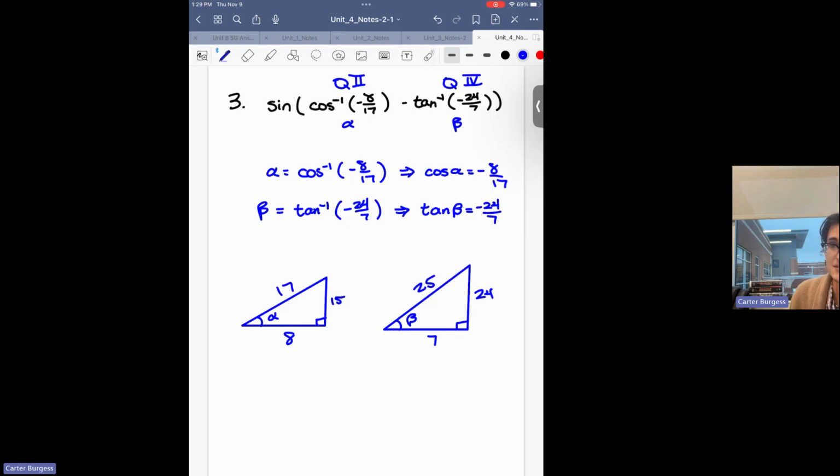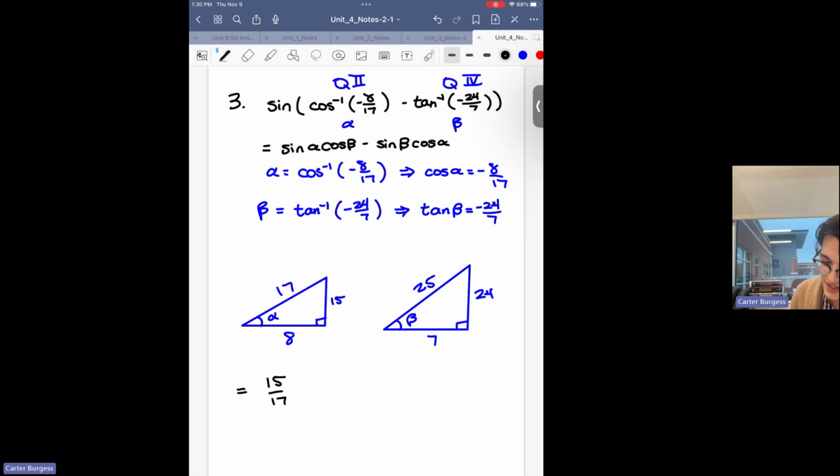Sine is nice. Sine gets along well with our cosine. Sine's not going to do anything shady to the minus that we have in between our alpha and our beta. So it should be equal to sine of alpha cosine of beta minus sine of beta cosine of alpha. What is sine of alpha? This is 15/17, positive or negative? Positive because we are in quadrant 2 and our y value is positive in quadrant 2.